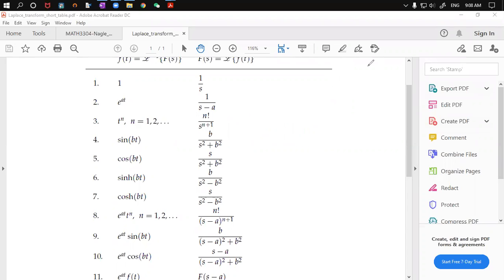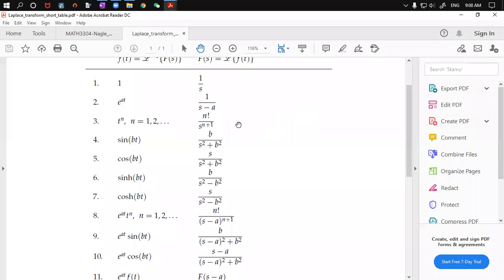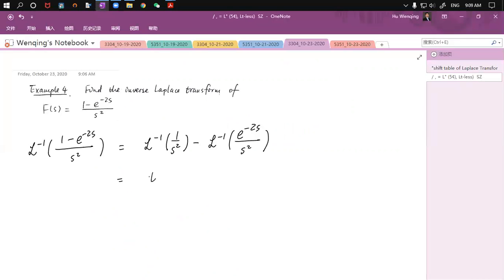Okay, so once you have this, you are going to know what to do. You take n equal to 1. What's the inverse Laplace transform? With n equal to 1, t to the power of n is just t. So you're going to have t.